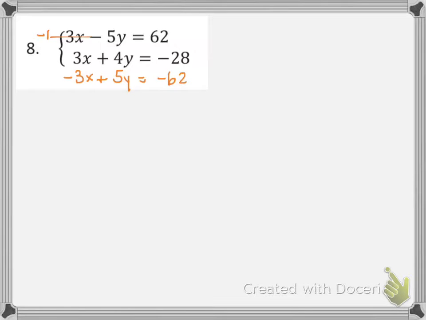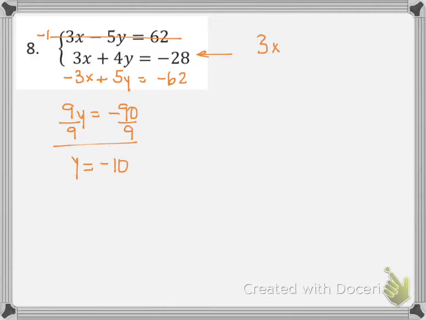All right, so now these are my 2 equations. If I put them together, my x's cancel. I get 9y is equal to -62 and -28 is -90. And when I isolate the y, we get y equals -10. Use either equation. I guess the second one will work.